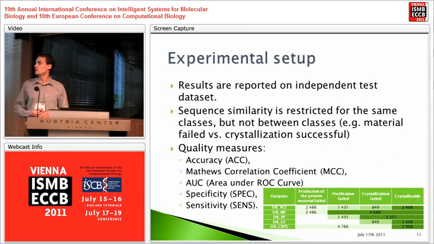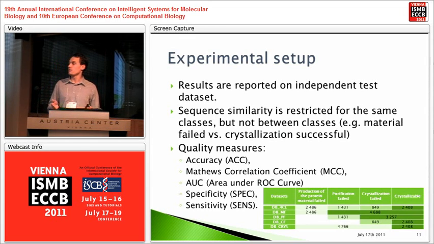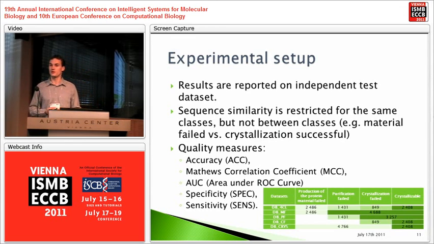We evaluated our method on the independent test dataset. We reduced sequence similarity, but only within classes. That means that if we have, for example, a protein which couldn't produce any material, and a really similar protein which actually was crystallized, we didn't remove any of them, because it's shown that even slight changes in the sequence can completely change the output of crystallization. This makes the prediction harder, because we have plenty of proteins which are similar to each other but have different class labels, but this models reality in a better way.